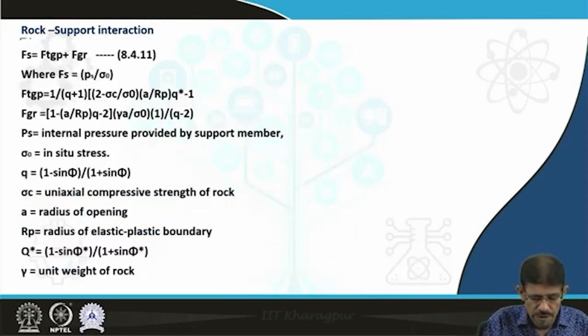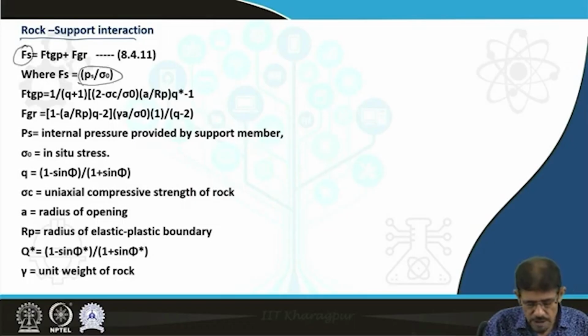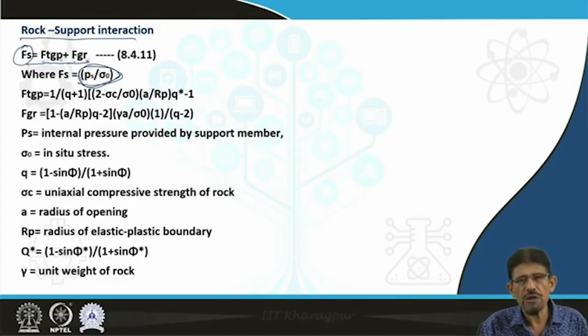Rock support interaction approach, as per concept, the Fs is a ratio of the pressure on the support system with respect to the stress condition, that is summation of FTGP plus FGR. This FTGP and FGR, these two are the support reaction curve and ground reaction curve.